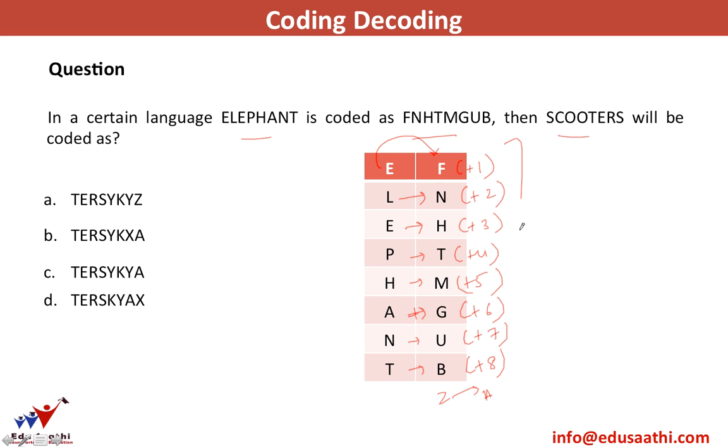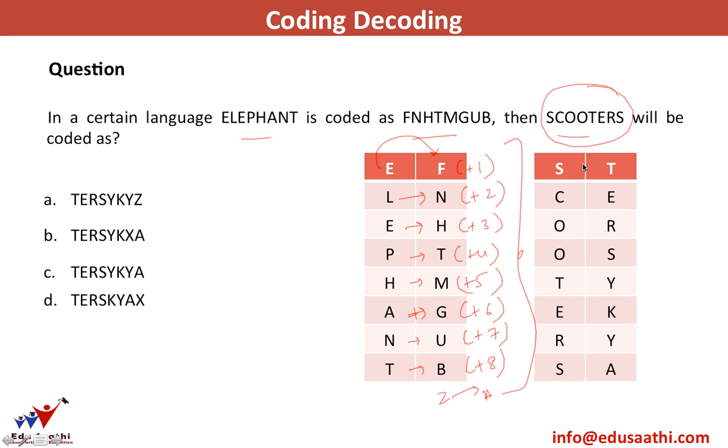It took me a lot of time to actually come up with this logic. It is not very simple. It might sound simple because I am explaining to you, but when you start deciphering it on your own, it might take a lot of time. So we have to decode scooters. So S would be changed to T plus 1 here, C would be changed to E plus 2, plus 3 and so on. So this is my code. And what is the correct option here? I think yes, this one. No, this one, the C part.